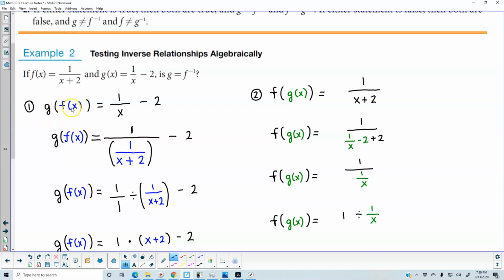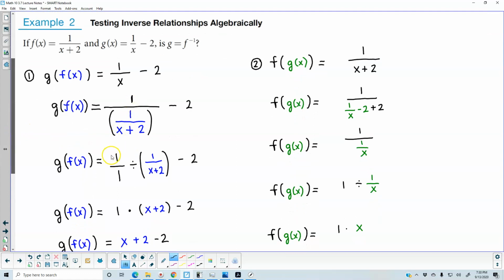So we have g of f of x, which is equal to 1 over x minus 2, because g of x is 1 over x minus 2. Well, f of x is the input, so we're plugging in f of x for x, which is 1 over x plus 2. So we have 1 over x plus 2 minus 2. And what that means is we have 1 divided by 1 over x plus 2, minus 2.